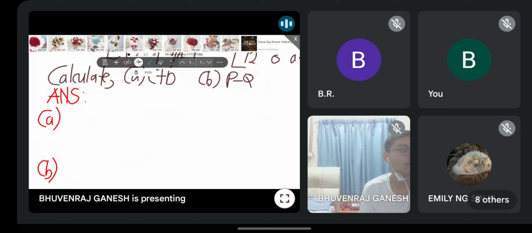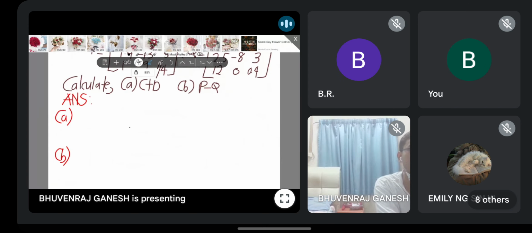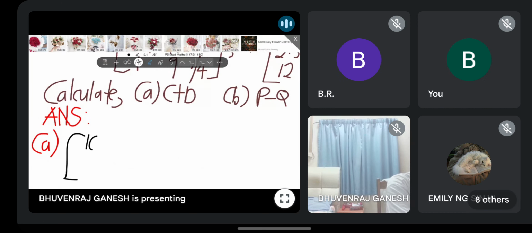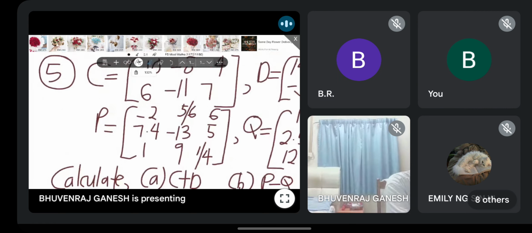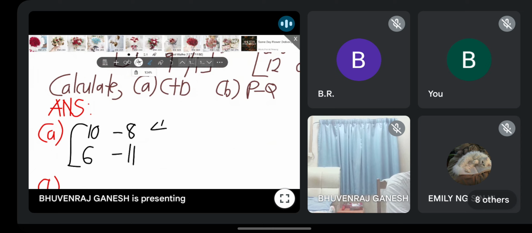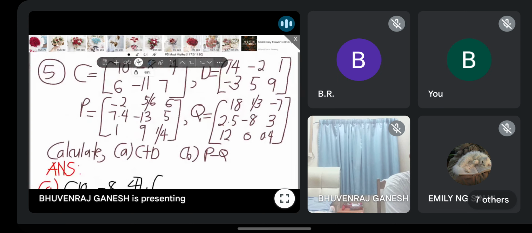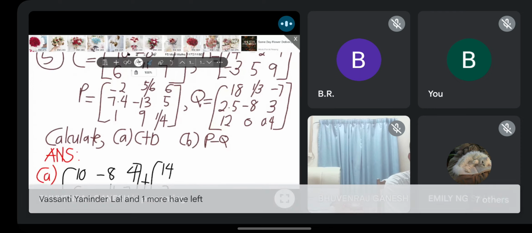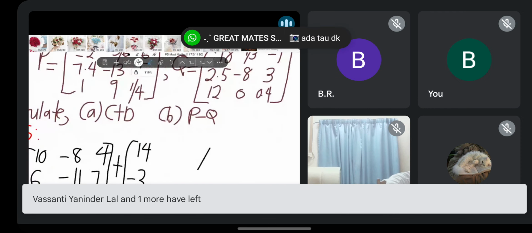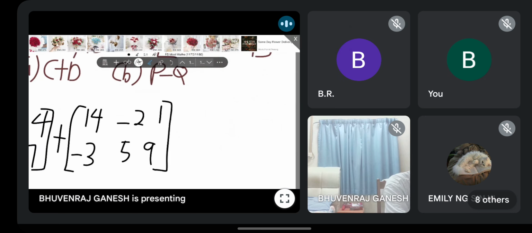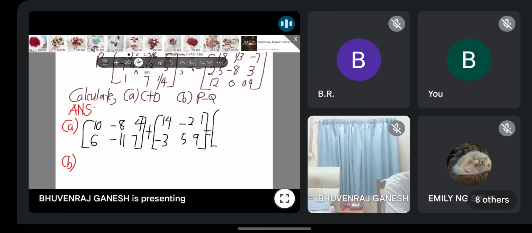All right, good. So now, how to show the working for this kind of question, you will ask me. Very simple. Basically, what you can do is you just copy back the question. They give you 10, 6, negative 8, negative 11, and then 4, 7. They ask you to plus with 14, negative 3, negative 2, 5, 1, 9. Basically, you just write out your working. Your working will be something like this.